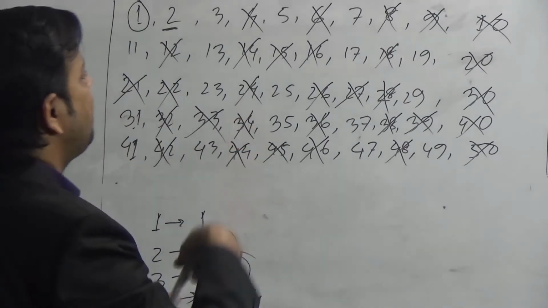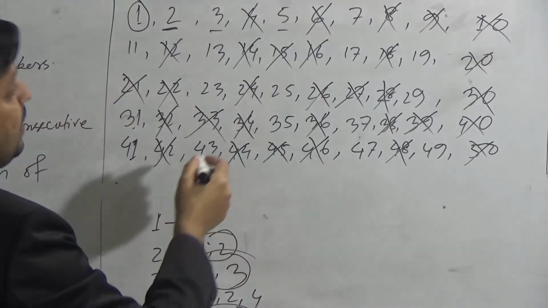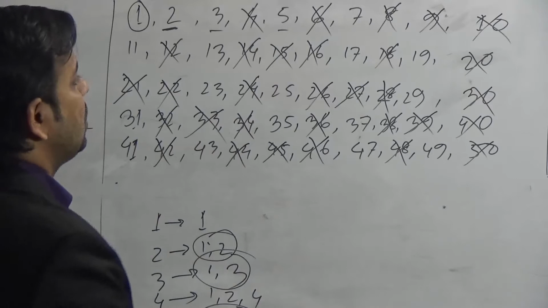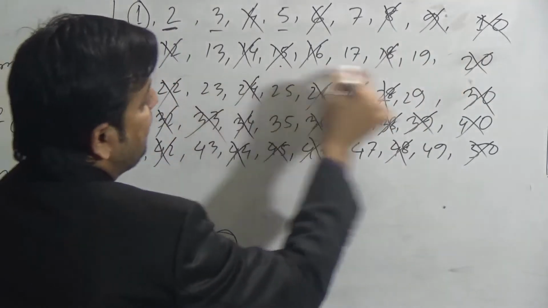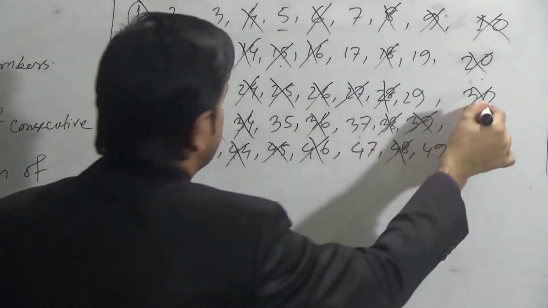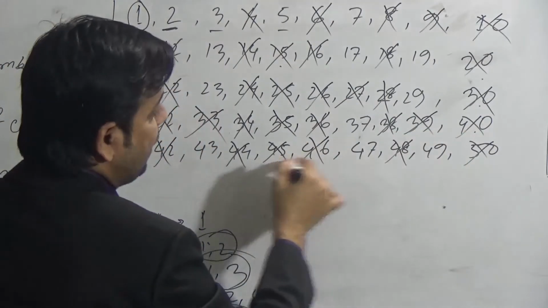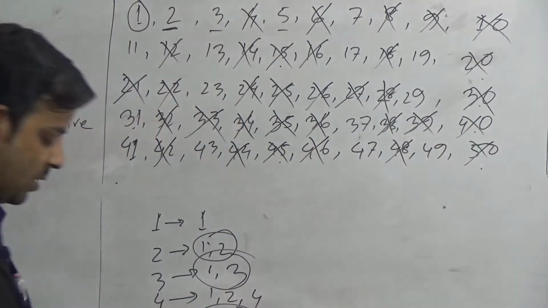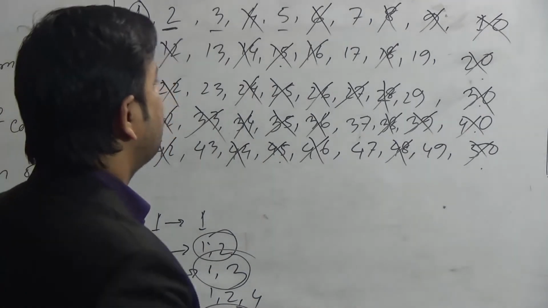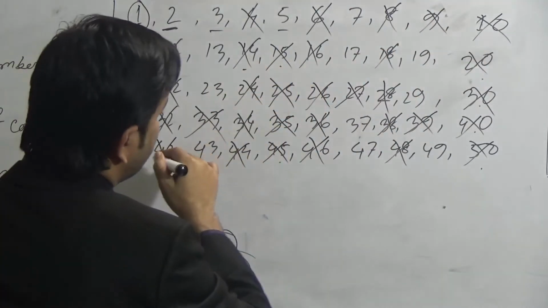Now 5 is a prime number. 3 and 5. 5 is a prime number. We can cut all the multiples of 5 except 5. So 10, 15, 20, 25. Now 30, 35, 40, 45, 50. All the multiples of 5 we have cut. Now 7. So check the multiples of 7. 14 we have got.